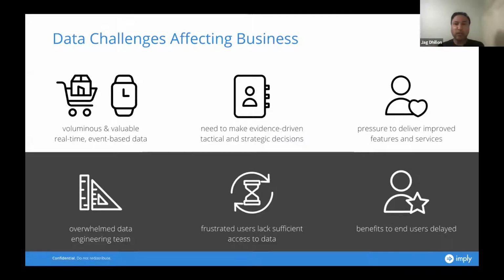Now, let's talk about data challenges affecting business. I mean, we are in July 2021. In February 2020, the whole world changed. And for the past year and 3-4 months, past 15-16 months, we've been working from home, working virtually, working remotely. People were going digital prior to that, but the last 12 to 15 months just accelerated the journey.